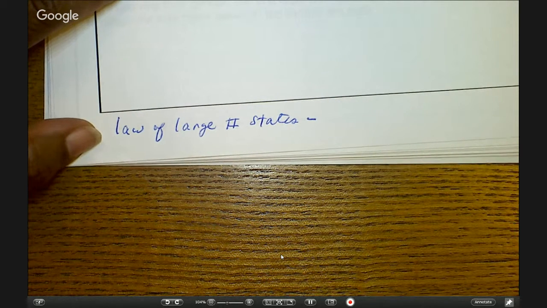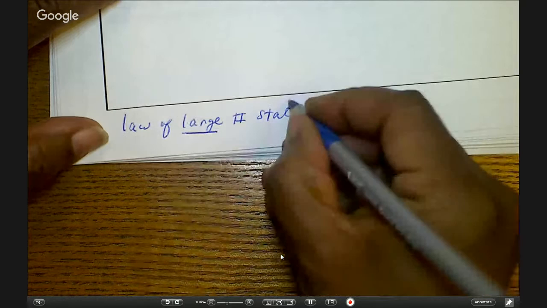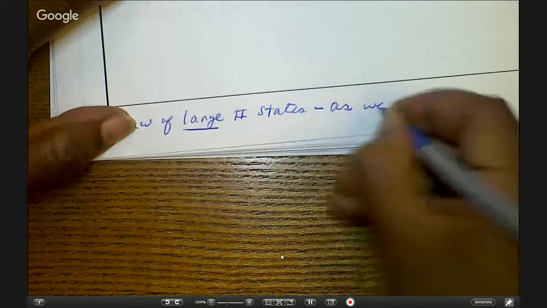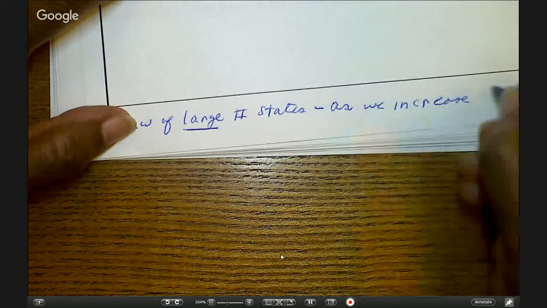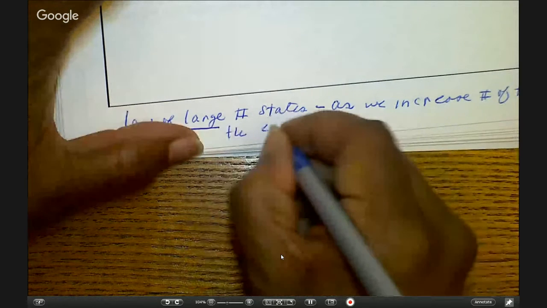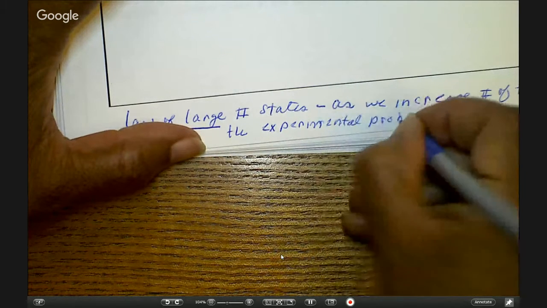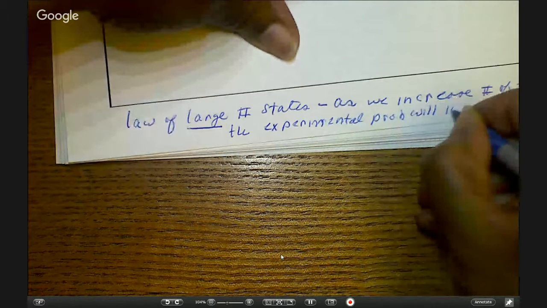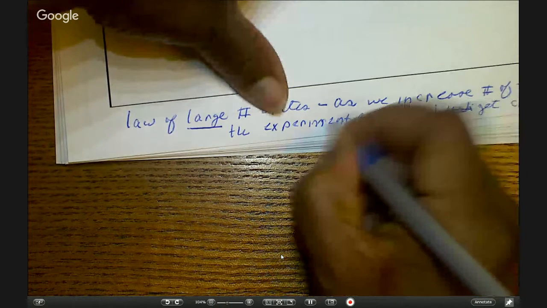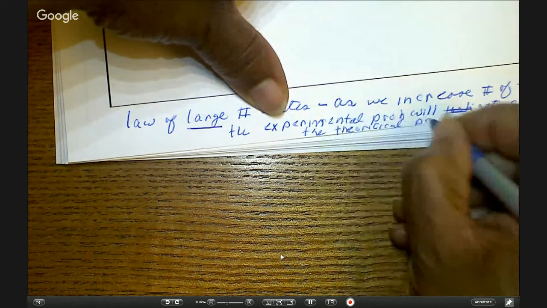Now, as we increase the size, the law of large numbers states that as we increase the number of trials, the experimental probability will get closer to the theoretical probability.